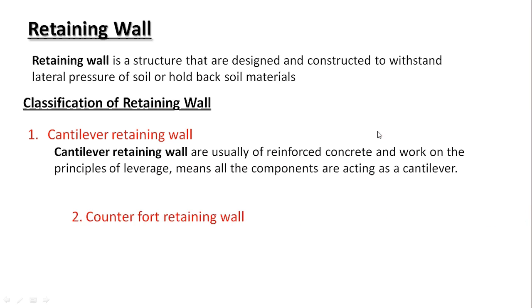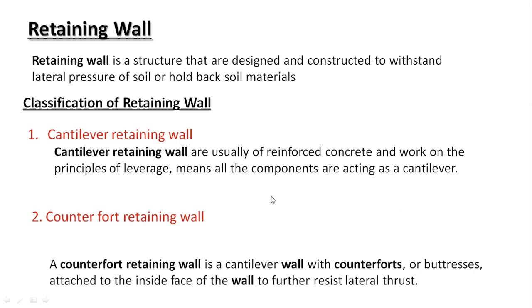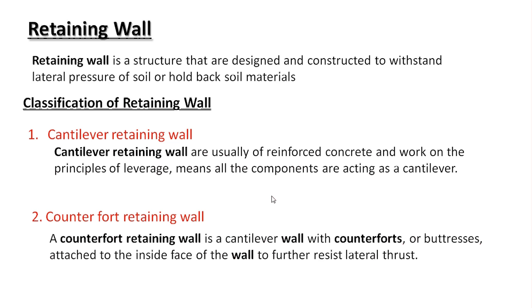So the second classification of retaining wall is counterfort retaining wall. Let's see the definition, what actually the counterfort retaining wall is. So counterfort retaining wall is a cantilever wall with counterforts or buttresses which are attached to the inside face of the wall to further resist lateral thrust. So here you can see, the definition of counterfort is nothing but a cantilever wall which is attached with the counterforts. So it is the same as a cantilever, but an additional component which is there is the counterfort. So this is about the definitions of these two classifications of retaining wall.